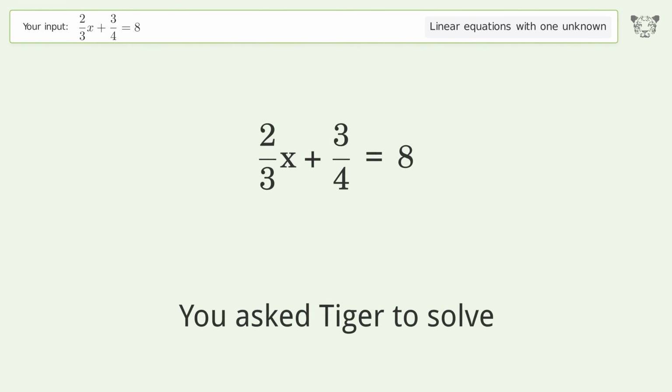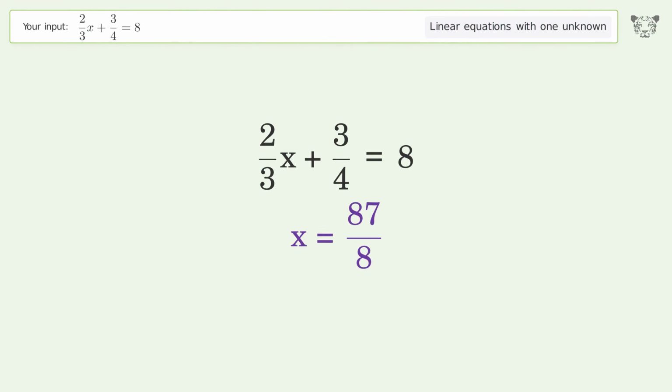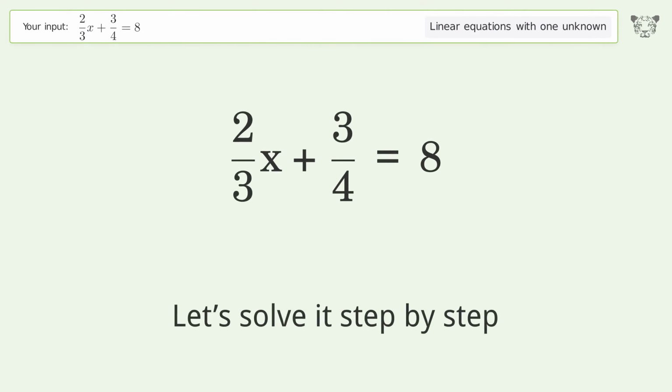You ask Tiger to solve. This deals with linear equations with one unknown. The final result is x equals 87/8. Let's solve it step by step.